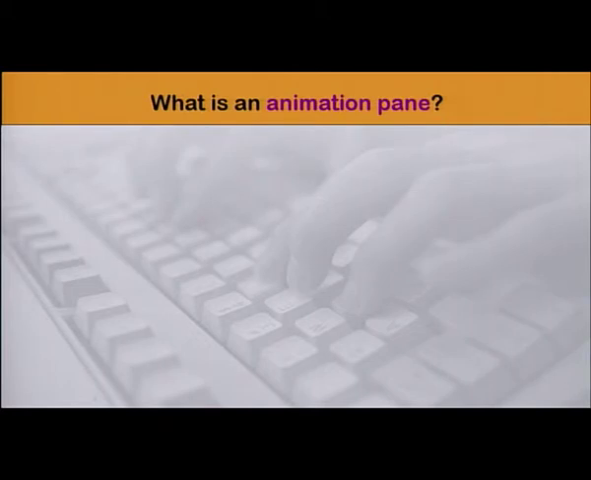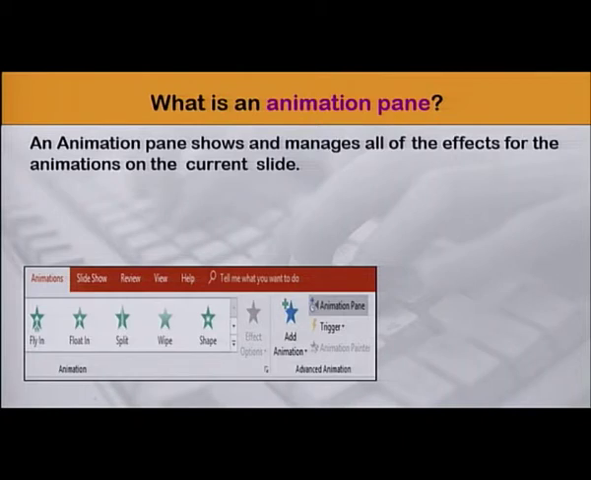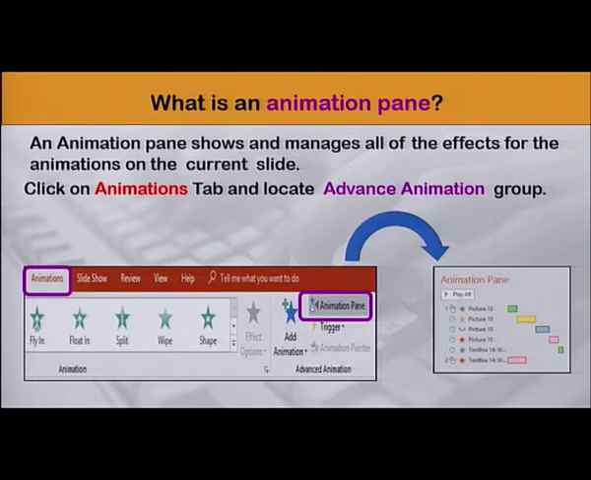Let us start the lesson by having a look at what is an animation pane. An animation pane shows and manages all of the effects for the animation on the current slide. Click on Animations tab and locate Advanced Animation Group. When clicking on the icon, the animation pane opens on the right side of the window. It shows all of the effects for the current slide in the order in which they will appear.